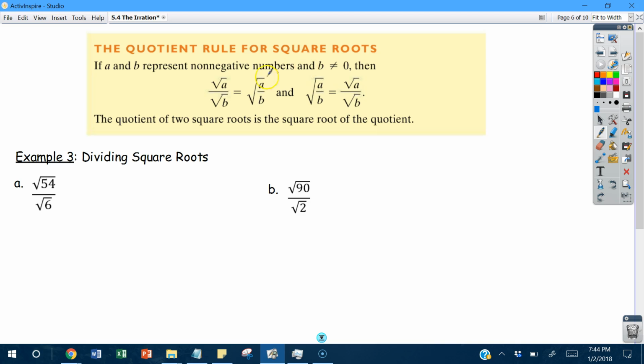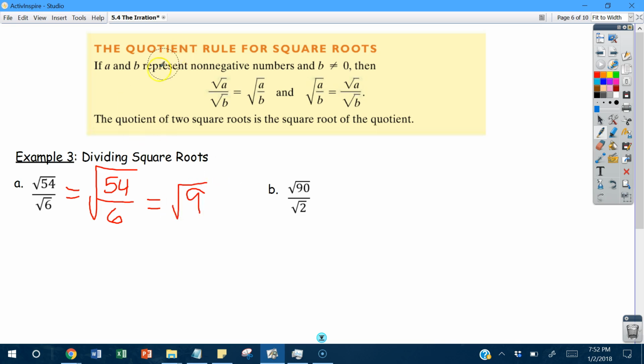The quotient rule for square roots is pretty similar. It simply says the square root of one number divided by the square root of another number is the square root of those two numbers, one divided by the other. So this means that I can take this problem that has a square root over a square root, and I can write it as one big square root of 54 divided by 6. I can just stick both those numbers inside and the division inside, which means I can simplify the inside of this now, because 54 divided by 6 is just 9. And that's just going to stay inside the square root.